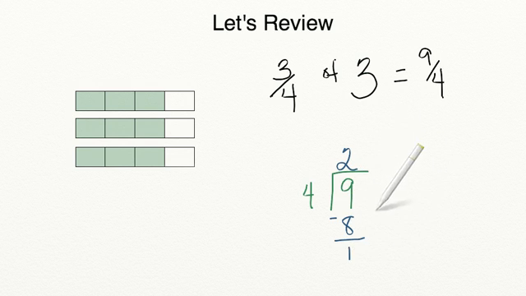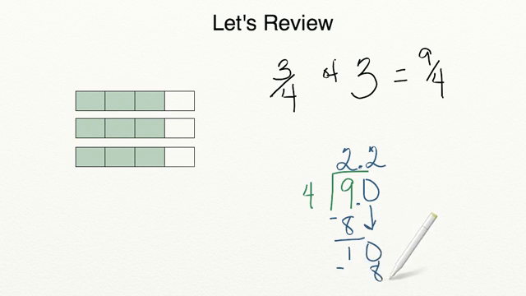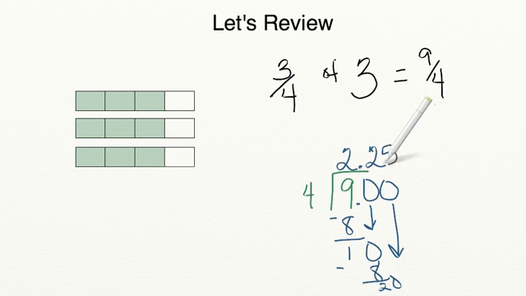Since we don't have any other place values to bring down, we have to put our decimal and a 0 as a placeholder so that we can now bring our 0 down. 4 can go into 10 2 times. 4 times 2 equals 8, and when we subtract down, that gives us 2. I bring down one more 0, and 4 can go into 20 5 times. 4 times 5 equals 20, and when I subtract down, that gives me a remainder of 0. So looking at this problem, I can say that 3/4 of 3 is 9 fourths, or if I wanted to convert it into a decimal, 2 and 25 hundredths.